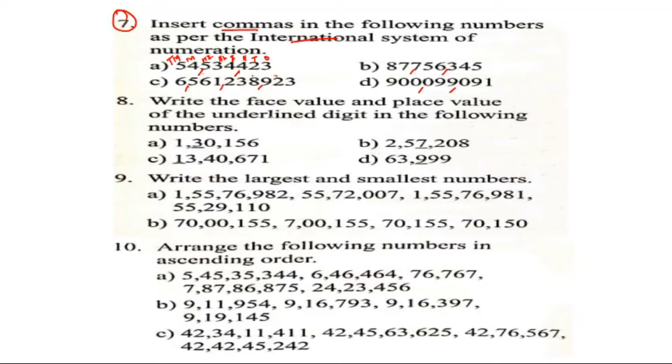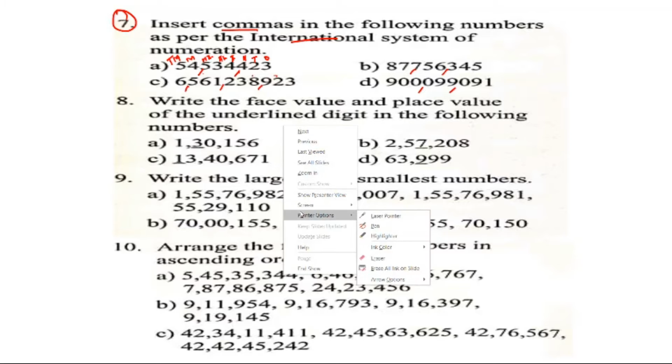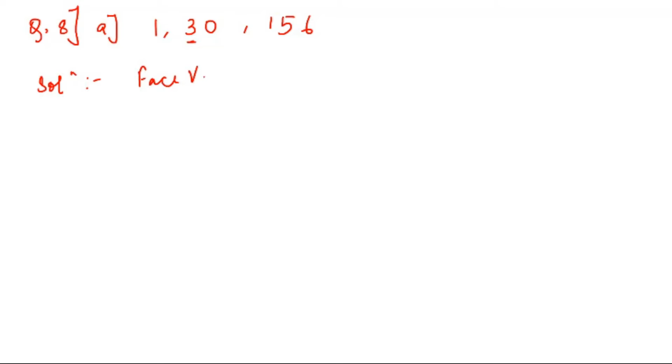Write the face value and place value of the underlined digit in the following numbers. The numbers are given to you. We have to write the face value and the place value. Question number 8. The first one is A, 130156. 3 is underlined. Okay, so how we will write the solution? First face value and then place value.